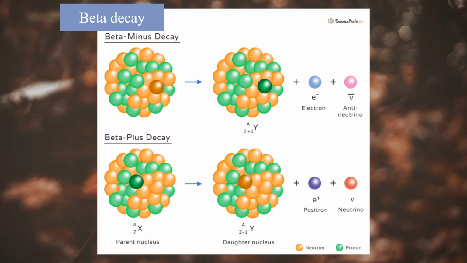And it essentially works by converting a neutron into a proton and vice versa, and this process changes the atomic number of the nucleus without significantly altering the mass number.